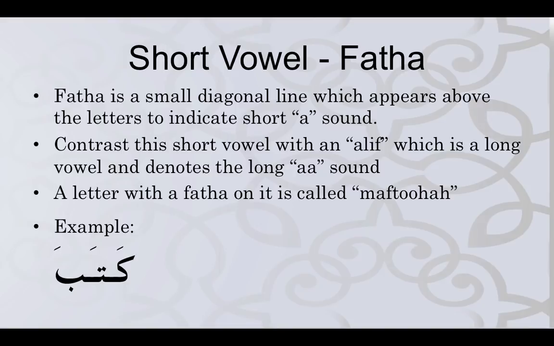Also, whenever a letter has a fatha on it, this small diagonal line that appears above the letter, the letter is called maftooha. As an example I have given you here is the word kataba, which means to write. In kataba, the kaf has a fatha on it, the ta has a fatha on it, and the ba has a fatha on it. So we say kaf maftooha, ka, ta maftooha, ta, ba maftooha, ba, kataba. So whenever a letter has a fatha on it in the Arabic language, it's called maftooha.